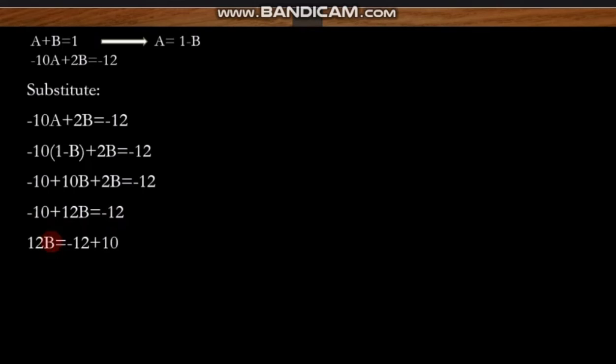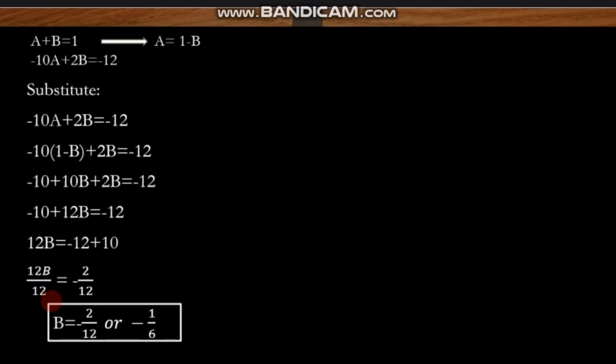Then transpose negative 10, which will become positive 10. Then simplify it. Then divide both sides by 12 in order to find the value of B. So now we have the final value of B, which is B equals negative 2 over 12 or negative 1 over 6.